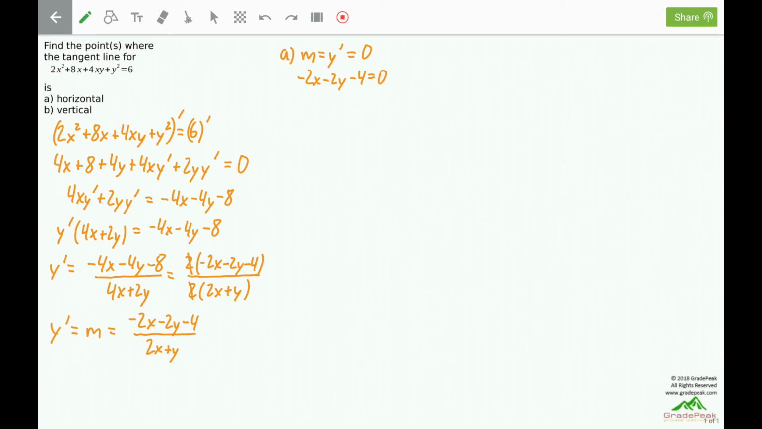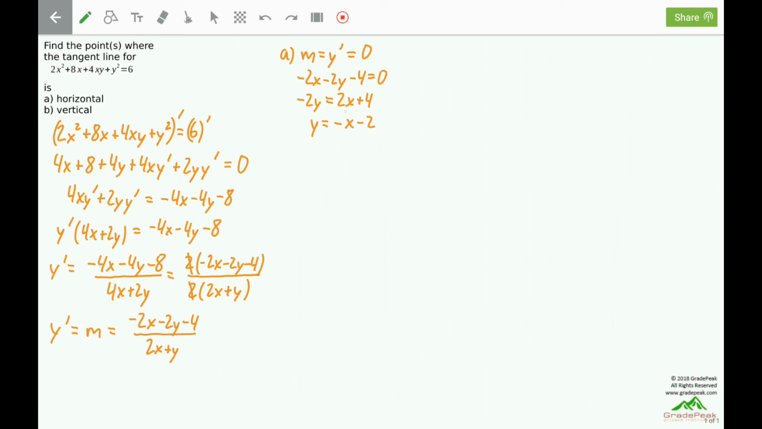We can add a 2x and a 4 to each side, which will give us negative 2y equals 2x plus 4. And now we can divide both sides by negative 2. So y will be 2 divided by negative 2 is a negative 1x, and then 4 divided by negative 2 is a negative 2. There's the relation between y and x for the horizontal tangent to happen.